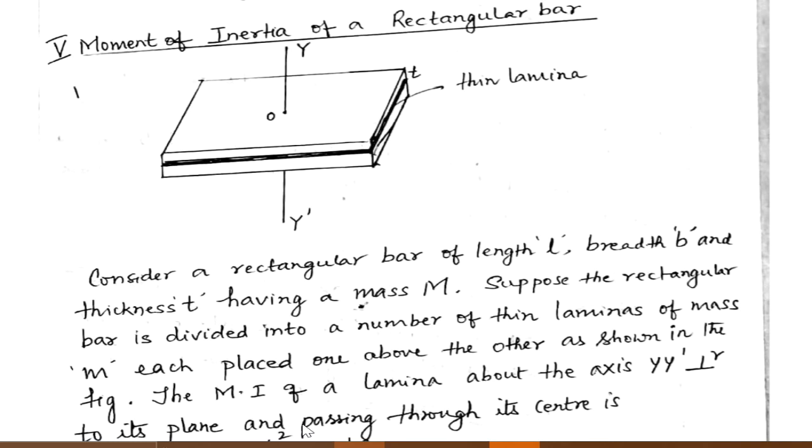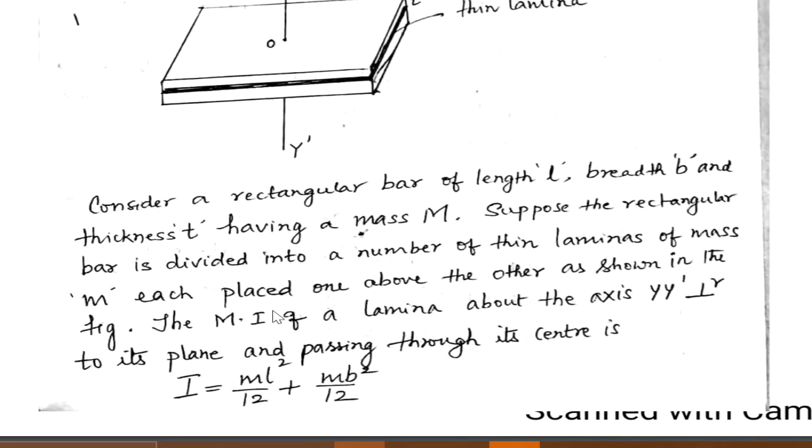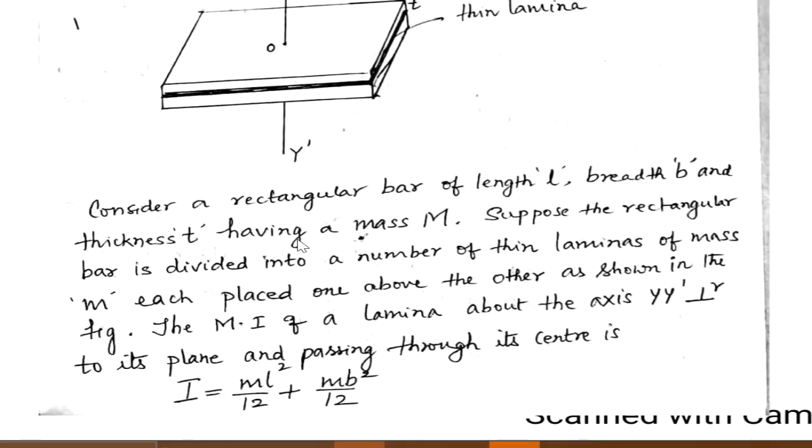So the rectangular plate or rectangular lamina is as shown in the above figure, and we have considered the axis YY dash passing through the center and perpendicular to its plane. Let us assume that the rectangular bar has many thin laminae placed one above the other. So now consider, this is the explanation part.